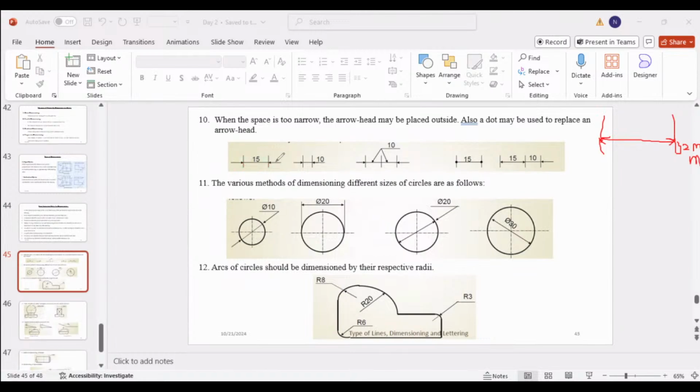Therefore, in such cases, you can place the arrowheads outside of the extension line. You draw the two arrowheads outside the extension line in this way. So the dimension is within the space. Okay. Or you can take it out too. For example, like this. So you have to connect two extension lines and then you draw the arrowheads like this. And you mention the value.